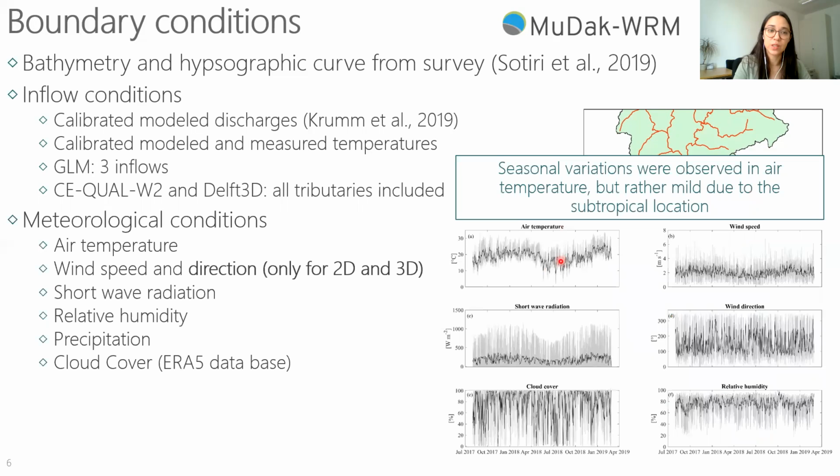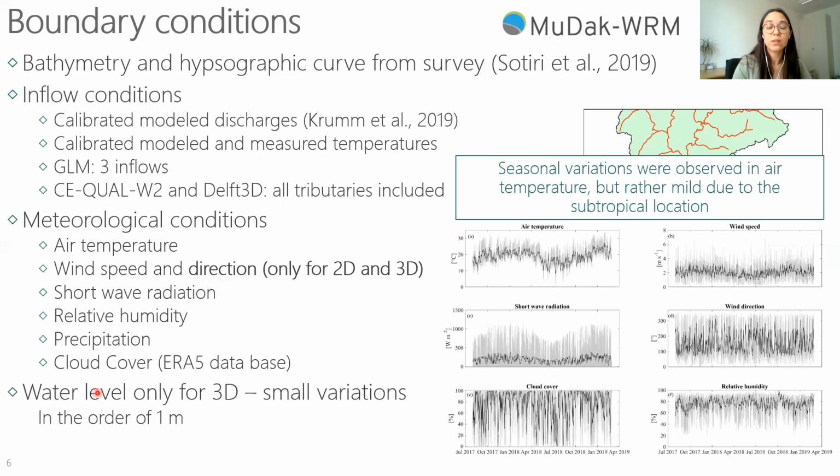The meteorological conditions consisted of air temperature, wind speed and direction only for the 2D and 3D models, shortwave radiation, relative humidity, precipitation, and cloud cover from the ERA5 database. We observed the seasonal variation, but it was rated mild because the reservoir is located in a subtropical region. And variations in water level were small, on the order of 1 meter along our period of interest. The model setup.